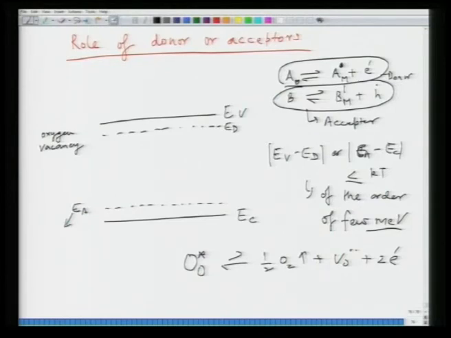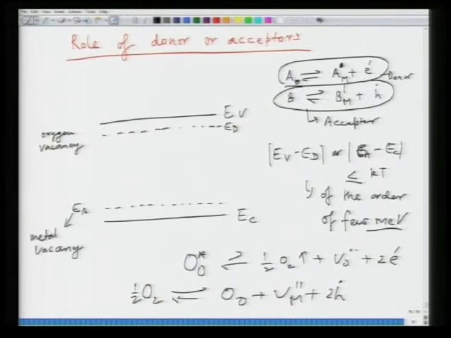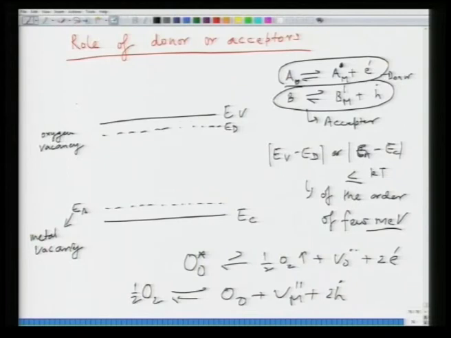So, if you have this reaction, then this would be metal vacancy. Similarly, your oxygen interstitial would go at this site. So, acceptor levels would typically be metal vacancies or cation vacancies, anion interstitials, and donor levels would be your anion vacancy and cation interstitials.